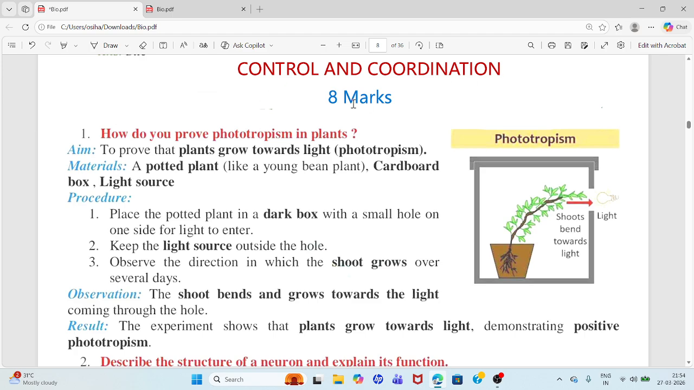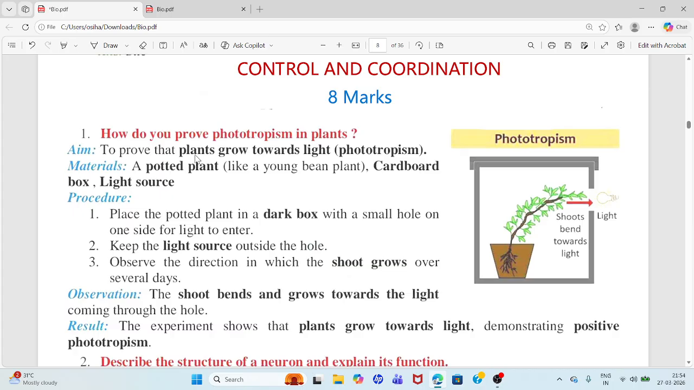Control and Coordination. 8 mark questions. Remaining 8 mark questions, extra 8 mark questions also we are going to learn. Now, first see this. First question. How do you prove phototropism in plants? You have to prove phototropism in plants.